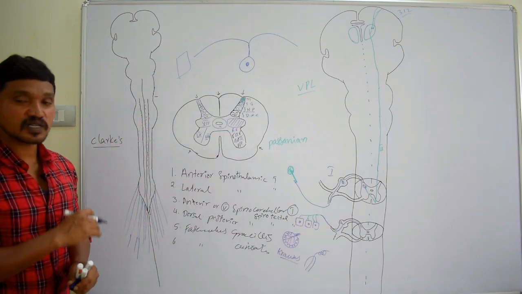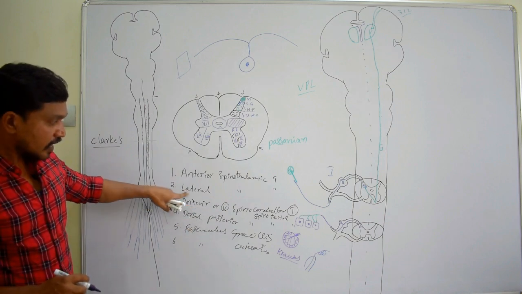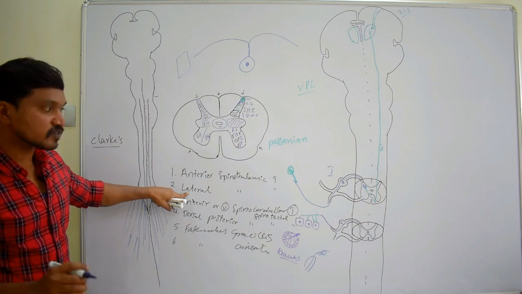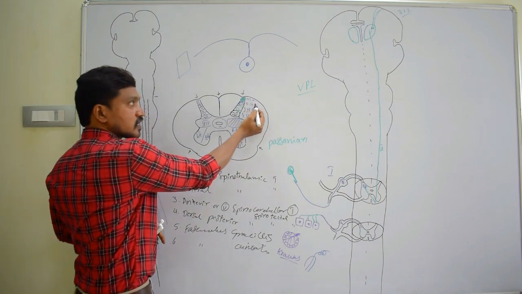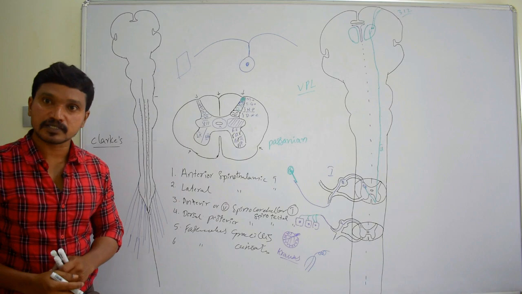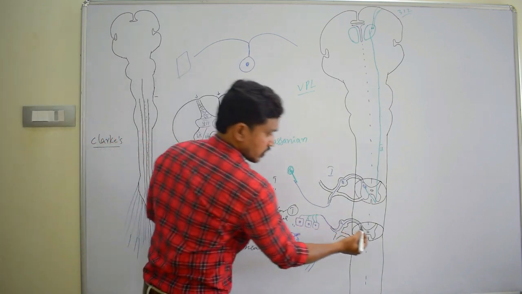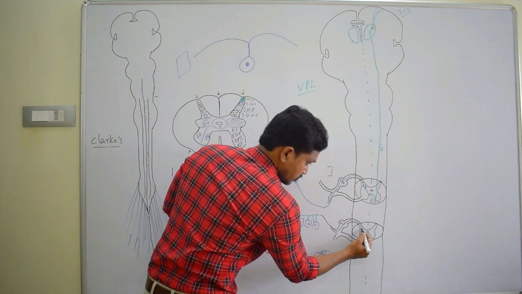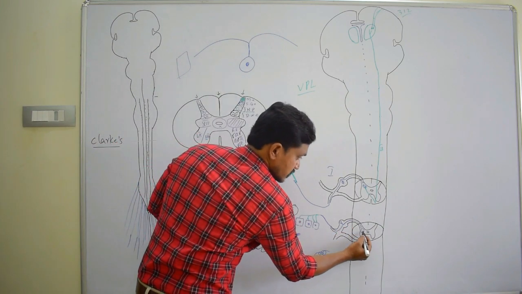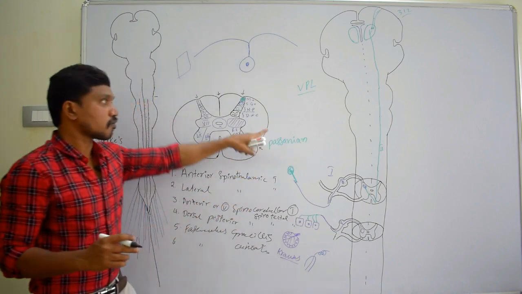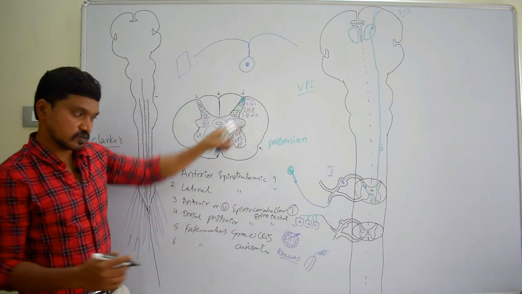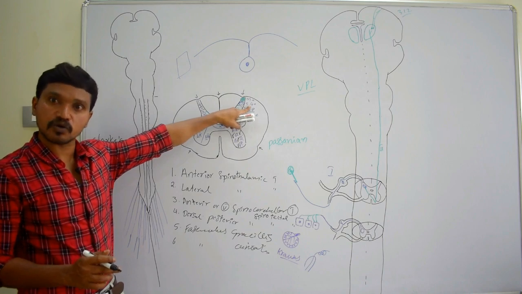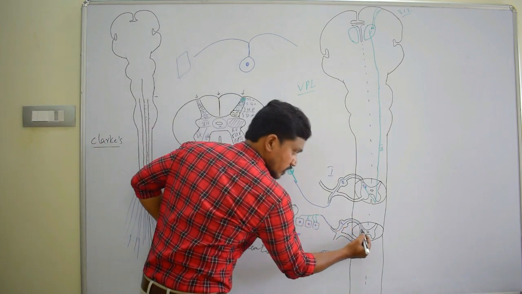So what are the dorsal horn cells here? In the lateral spinothalamic tract, second order neurons arise from the marginal nucleus and substantia gelatinosa. So here it is relaying in two nuclei. This nucleus is what we call the substantia gelatinosa of Rolando, right? So here second order neurons start.